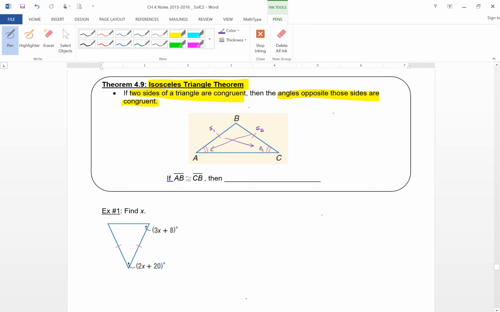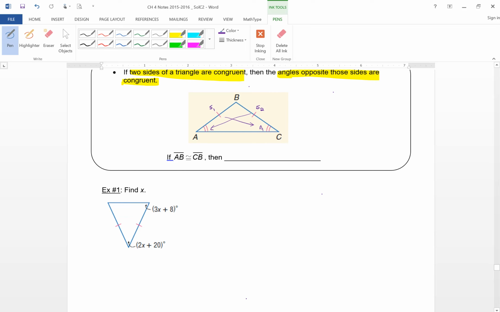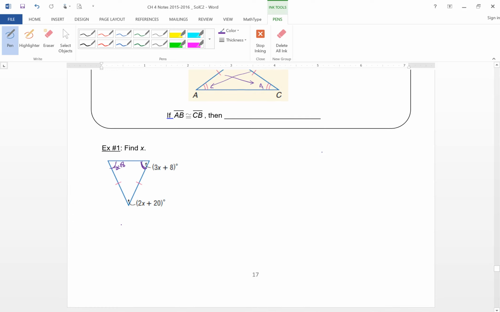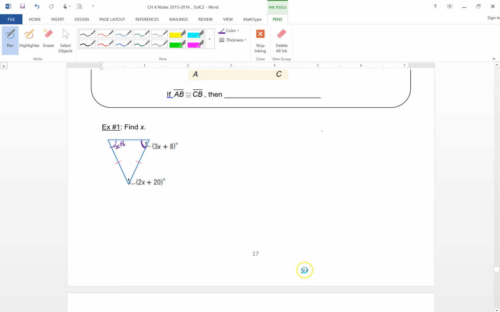All right, look at this problem here. It says to find x. We have an isosceles triangle, and we're going to use the isosceles triangle theorem. If two sides are congruent, then the angles opposite to them are congruent. So the angle opposite to this side is this one, and the angle opposite to this one is this one, and those are congruent to each other. Meaning, if the one on the right has a measure of 3x plus 8, then this one is also 3x plus 8. Now, we have a third angle, which is 2x plus 20, and we know that all three of those angles add up to 180. So we have 2x plus 20 plus two of these angles, 3x plus 8, and those equal 180.